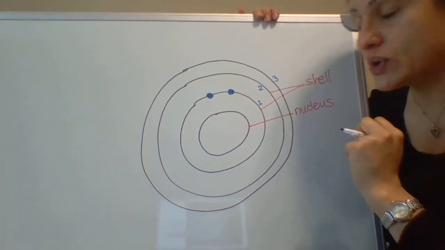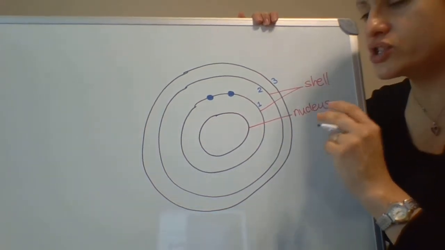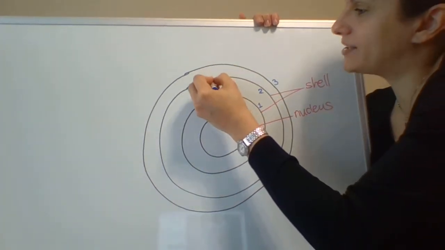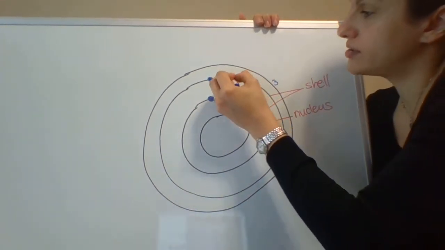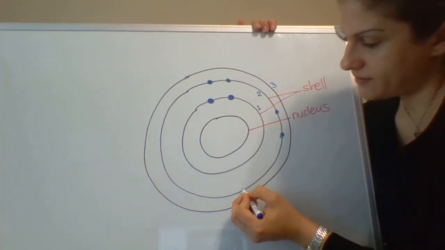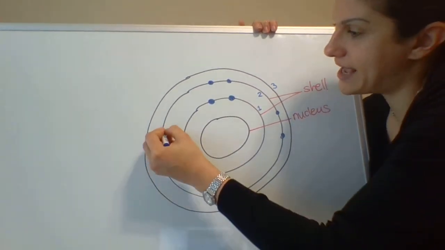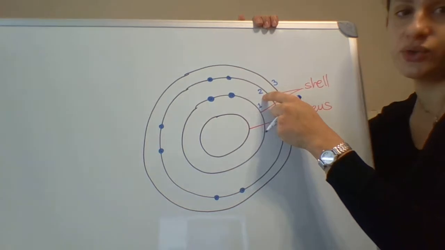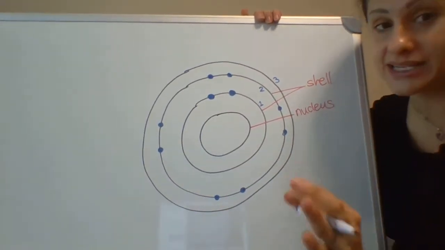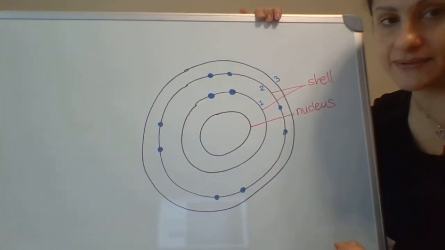Shell number 2 has a maximum of 8 electrons. And we usually try to draw our electrons in pairs. So when we draw 8 electrons, we go 1, 2, 3, 4, 5, 6, 7, 8. So notice shell number 2 has 8 electrons, and that's a maximum. Doesn't mean it always has 8, but it can hold a maximum of 8 electrons in it.